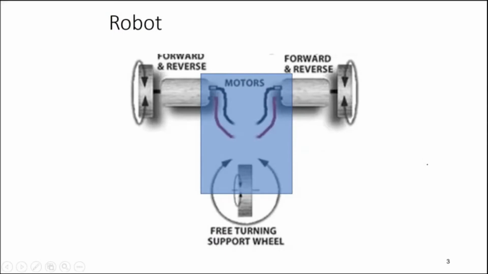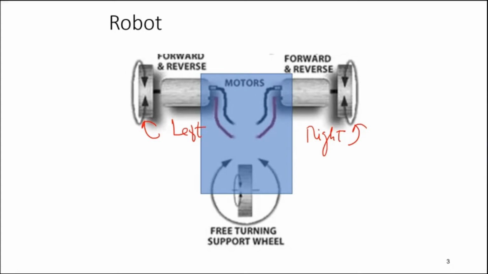And then, how do you construct a robot? A robot essentially requires 2 motors and 3 wheels. This is the left side motor. This is the right side motor. Left side motor drives one wheel. Right side motor drives another wheel.